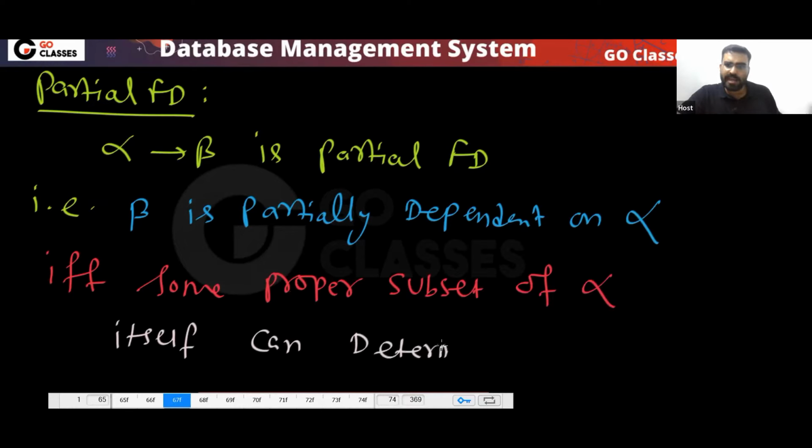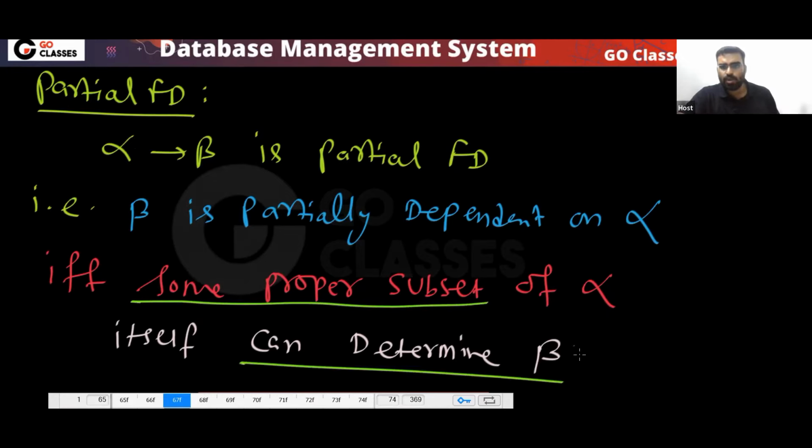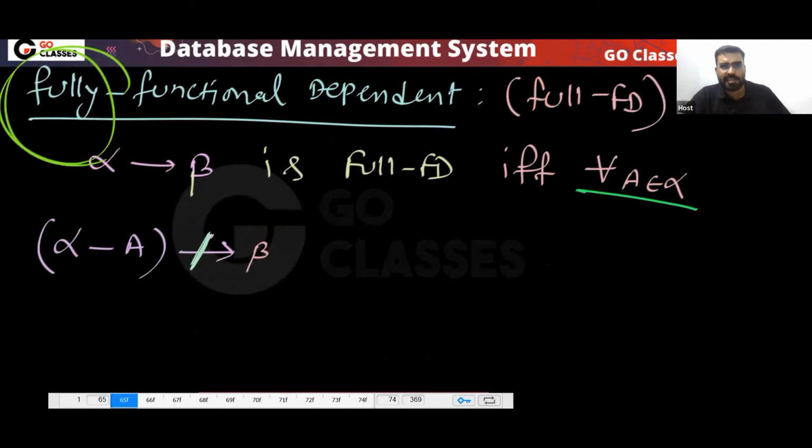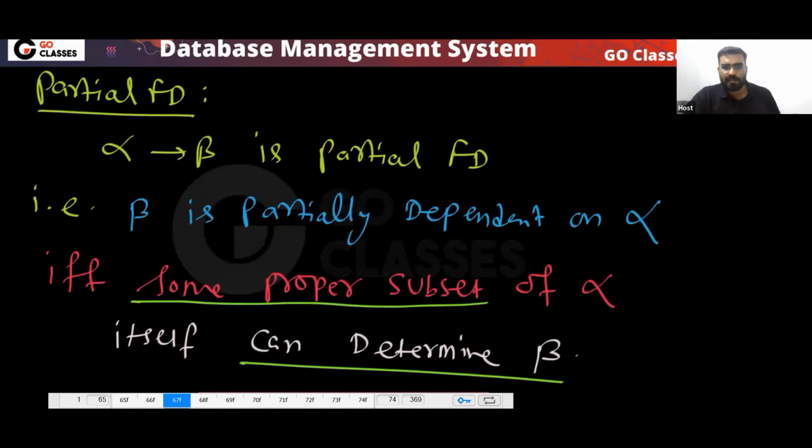So you don't need the entire alpha. Is this clear? Basically, this is partial because you don't need the entire alpha. Some proper subset of alpha itself can determine beta. Here you need the entire alpha. In the full functional dependency, you need the entire alpha.